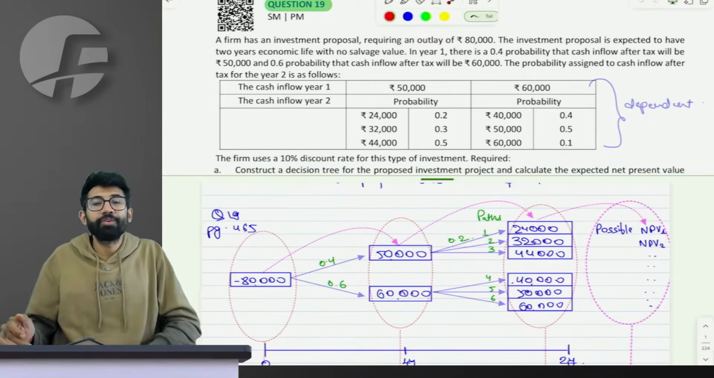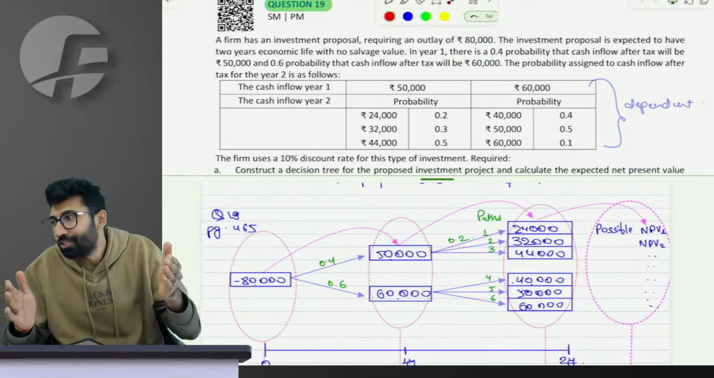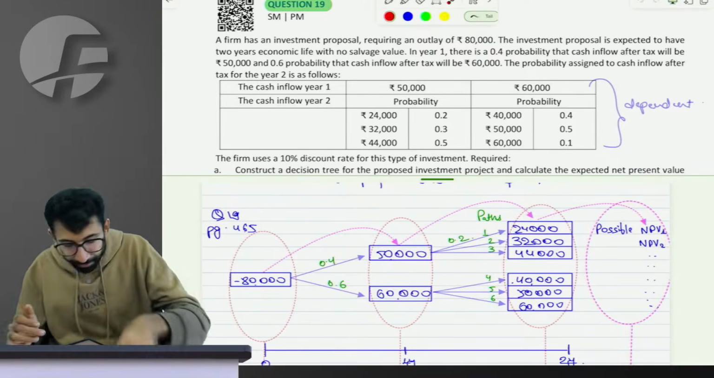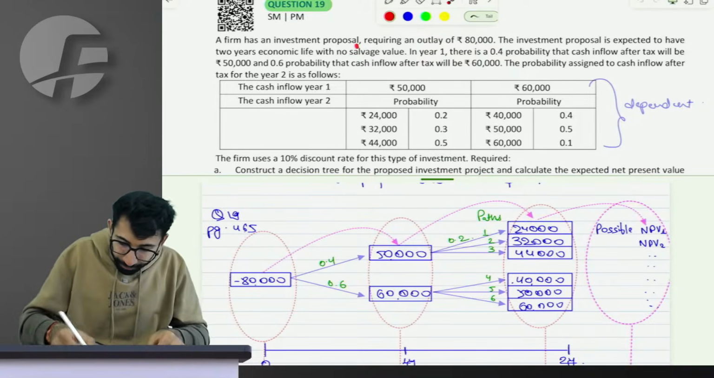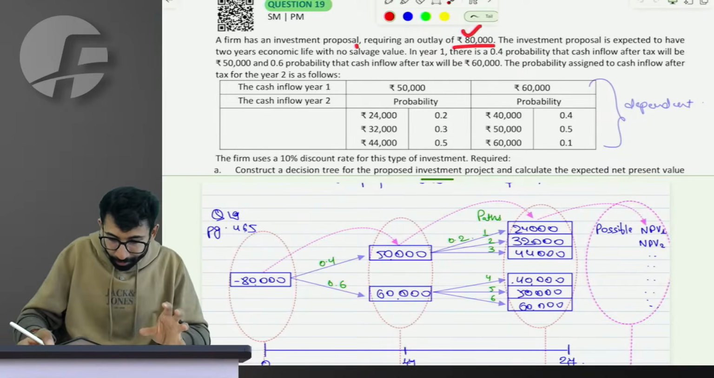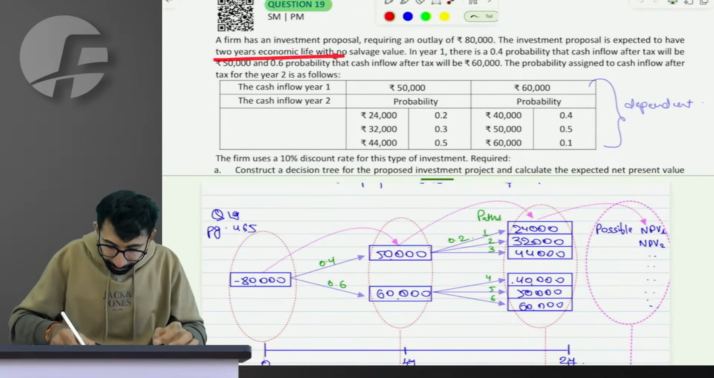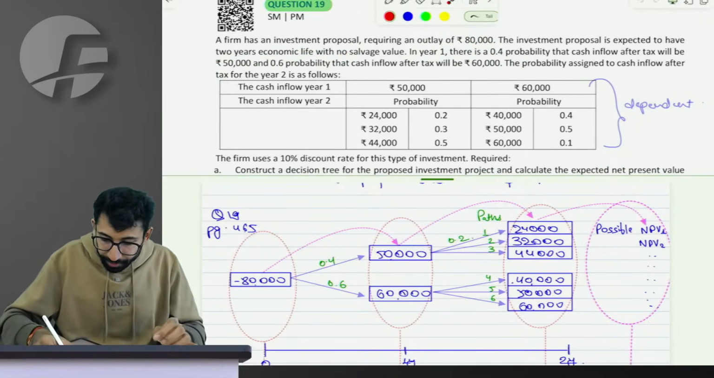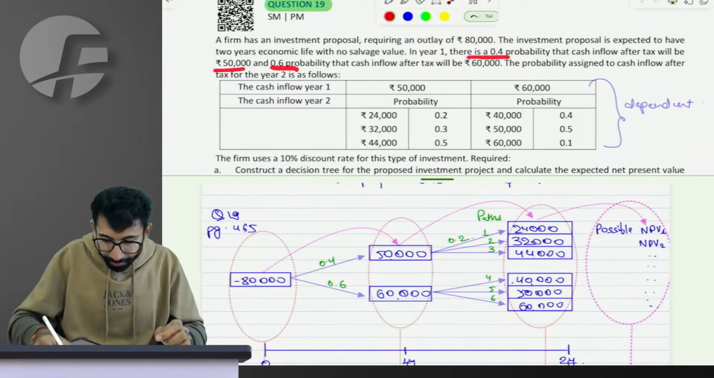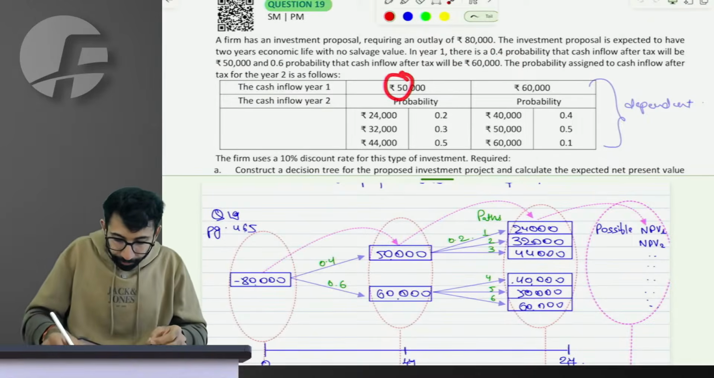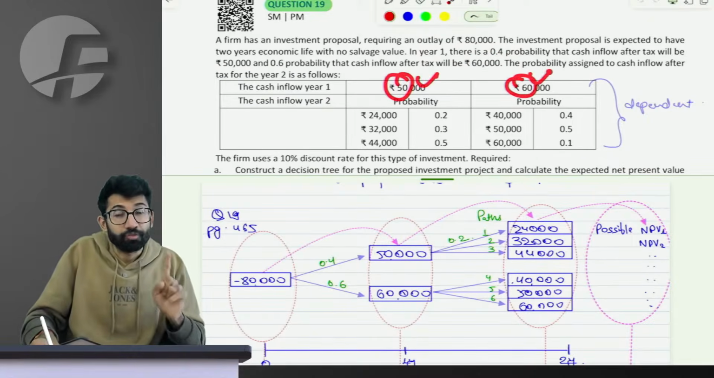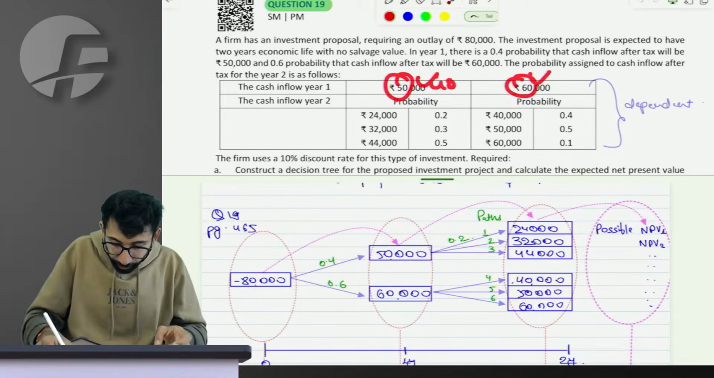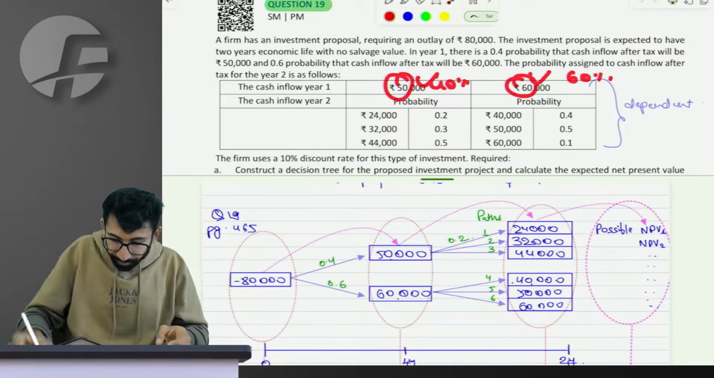Something I was trying to explain, that there are two possibilities to calculate NPV. The same thing is there. The firm has an investment proposal requiring 80,000 of outflow. The investment is expected to have 2 years of life. Year 1, 40% chance that cash flow will be 50 and 60% chance cash flow will be 60. So 50,000 or 60,000 can be the cash flow in year 1, having 40 and 60% chance, right?